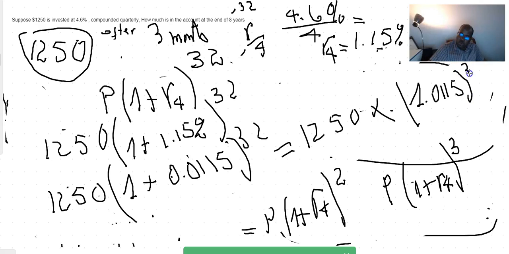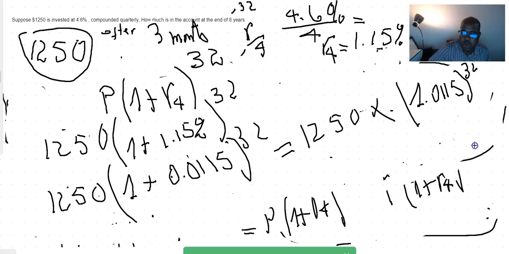So you're going to use your scientific calculator to compute this power and multiply by 1250. Normally the final result should give you approximately 1802.26. Let me give you an example.